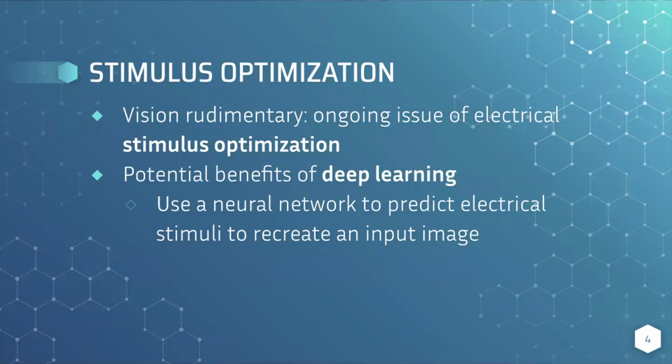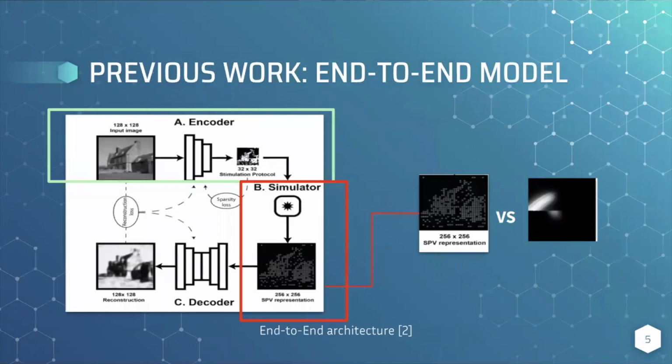We want to help the user see better by optimizing stimulus parameters with deep learning. We use a neural network to predict electrical stimuli to recreate an input image. A previous deep learning approach was the end-to-end model. The end-to-end model took an input image, did some intermediate steps, and then recreated the image to train in between. However, we only want to take part A of the end-to-end model in our project. We'll take an input image and output a stimulation protocol, which is the parameters for each electrode.